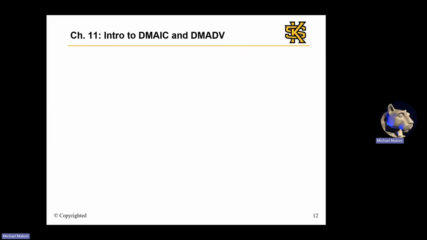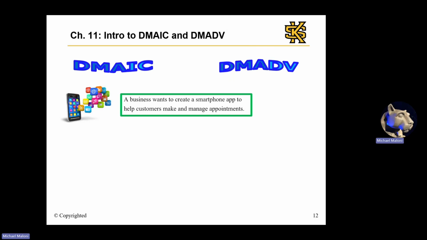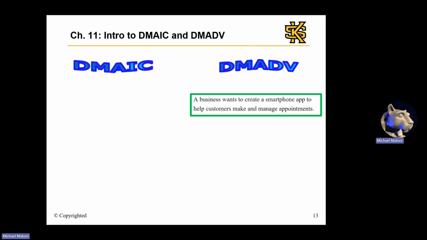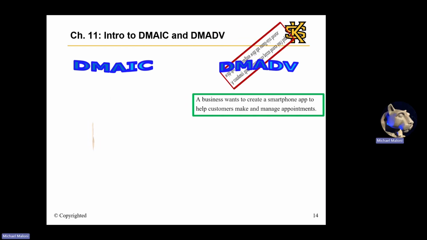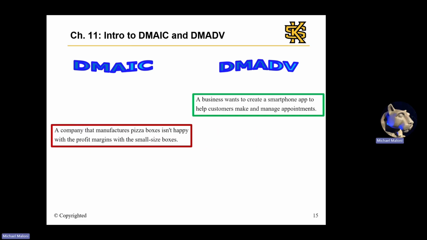So let's consider some examples of when to use which. So first, suppose a business wants to create a new smartphone app to help customers make and arrange appointments. So creating a new app, meaning from scratch, would be DMADV. Or a company that manufactures pizza boxes isn't happy with the profit margins with the small size boxes. That is likely a DMAIC project, as we look to reduce costs without impacting quality via the existing process.